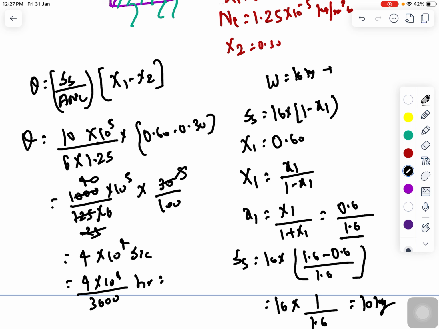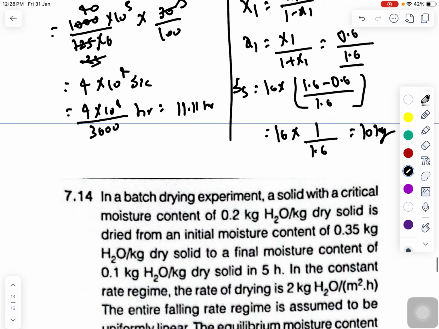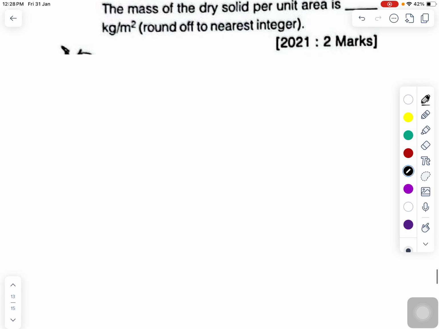So you can say 4 into 10 to the power 4 divided by 3600, and the value you get here is 11.11 hours. Okay, this is a very simple question based on the formula of the constant rate period. That's it.